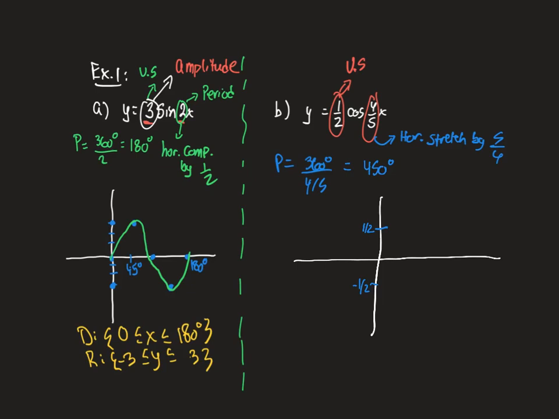So you're going to start from your maximum, then you go to your first zero, then you go to your minimum, then you go to your second zero, and then you go to your maximum. Okay, that's how you do cosine. All right, and you connect them. And that's a cosine function. And of course I know that this is at 450.